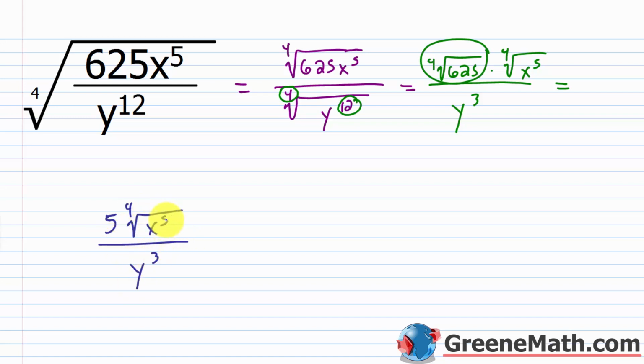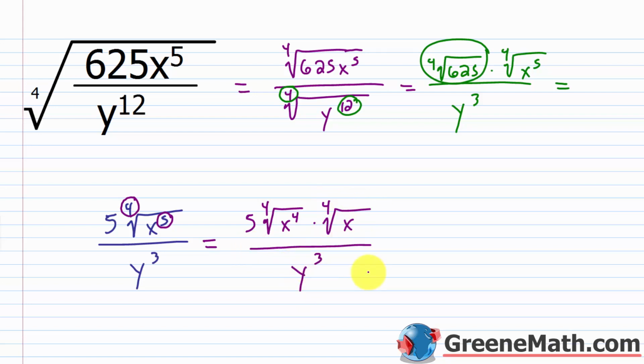Now, how do we simplify this? Again, if this guy, which is a 5, is greater than or equal to this index, which is a 4, we know we can simplify. Again, think about, is 5 divisible by 4? No. The next number down would be a 4. So I'm just going to break this up and say this is 5 times the 4th root of x to the 4th power times the 4th root of just x over y cubed.